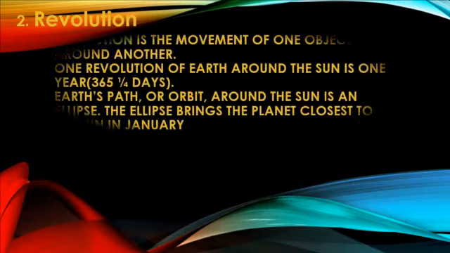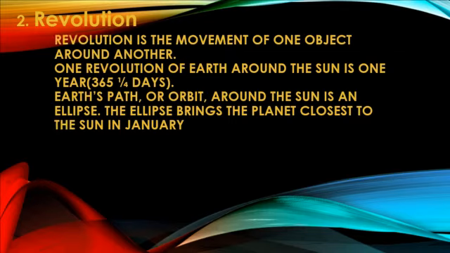The second one is revolution. What is revolution? Revolution is the movement of one object around another. One revolution of Earth around the Sun is 1 year, which means 365 and 1/4 days. Earth's path or orbit around the Sun is an ellipse. The ellipse brings the planet closest to the Sun in January.